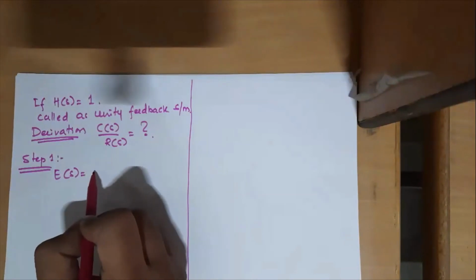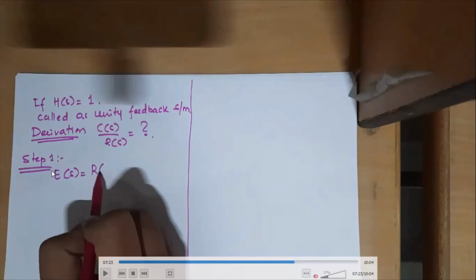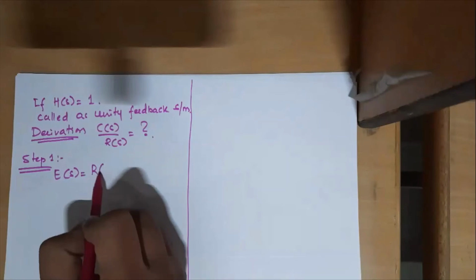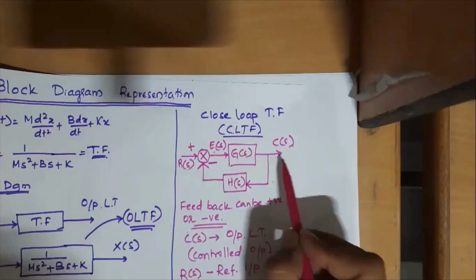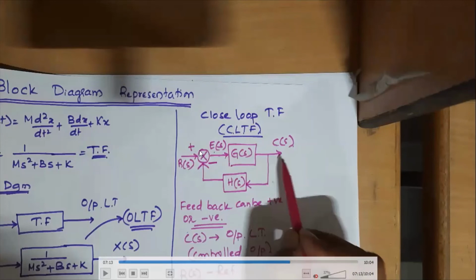So the first step of the derivation is to find what E of S is. It's very simple. E of S is a subtraction of two signals: plus from R of S and minus from the signal coming from this point.